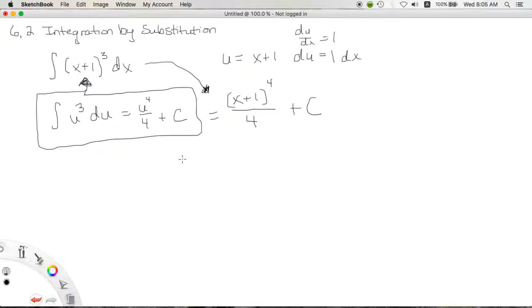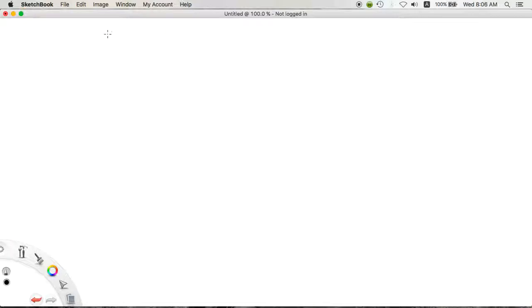Now the trick is finding the u that also has a du, its derivative part, there so that you can use that substitution. So we're going to do a couple of examples to help you see that. Most of this just takes practice on figuring out how to see the u. So let's look at another one.